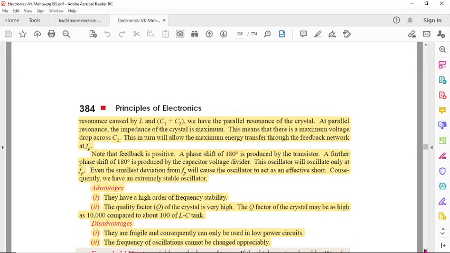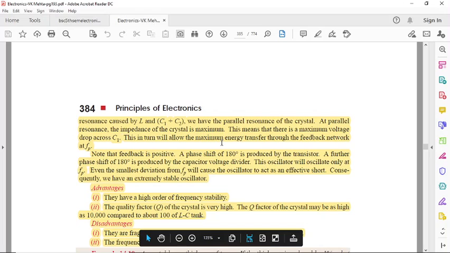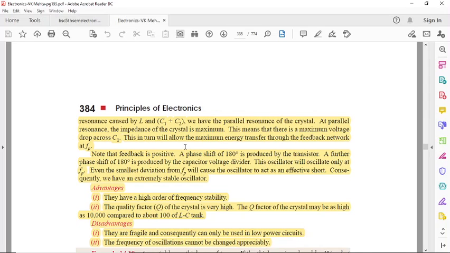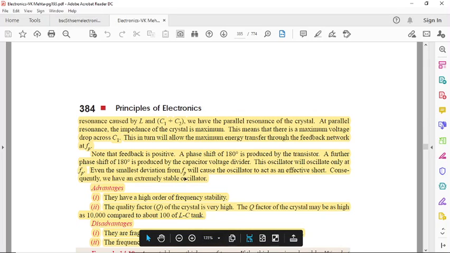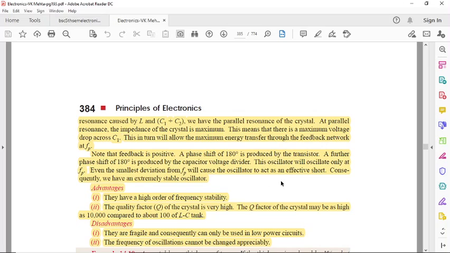At parallel resonance, the impedance of the crystal is maximum. This means that there is maximum voltage drop across C1. This in turn will allow the maximum energy transfer through the feedback network at Fp. Note that the feedback is positive. A phase shift of 180 degrees is produced by the transistor. A further phase shift of 180 degrees is produced by the capacitor voltage divider. This oscillator will oscillate only at Fp. Even the smallest deviation from Fp will cause the oscillator to act as an effective short. Consequently, we have an extremely stable oscillator.